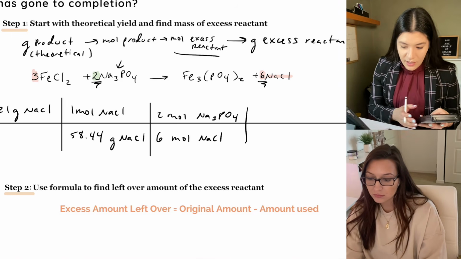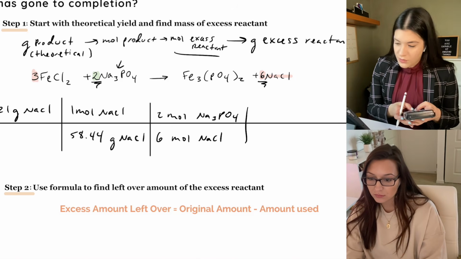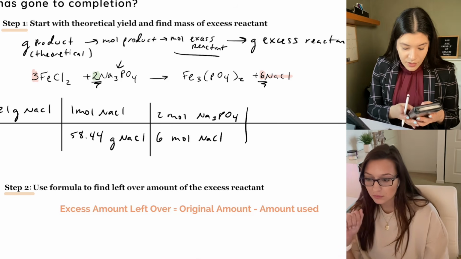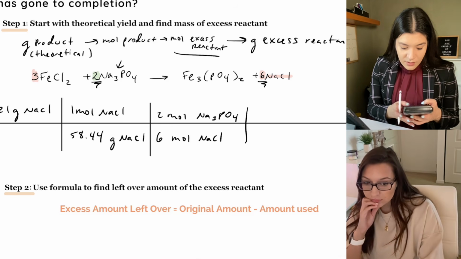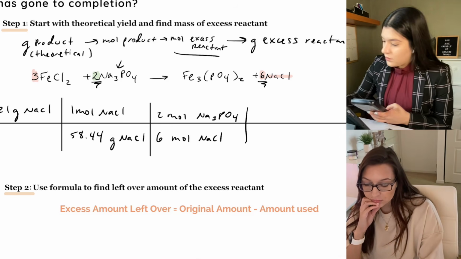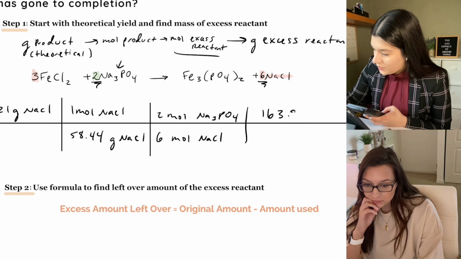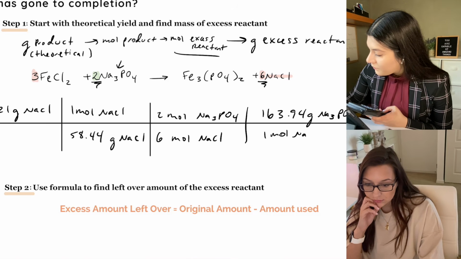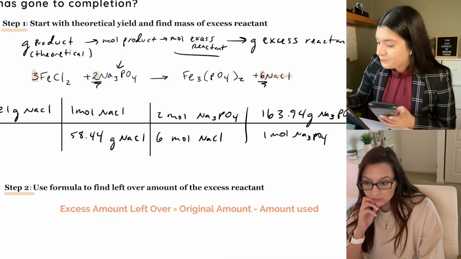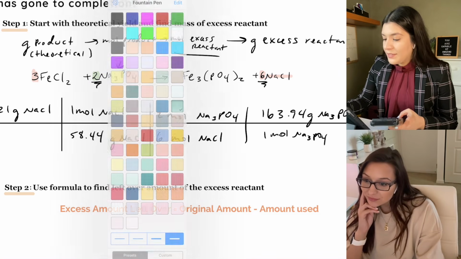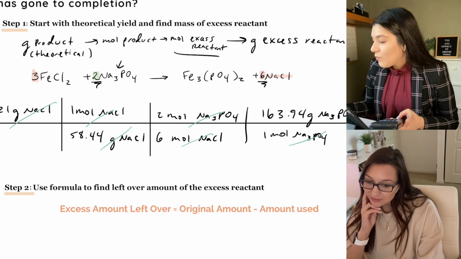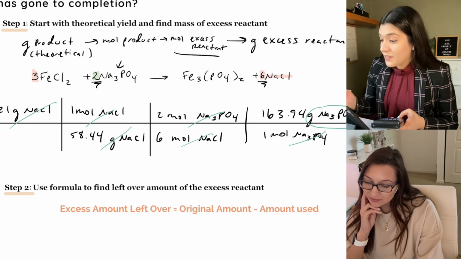So I'm going to find this again. This was 22.99 times 3 plus phosphorus was 30.97 plus 4 times 16. So it was 163.94 grams of this. A lot of stoichiometry. Yeah. So I would cancel everything out and I'd see that, yes, I have what I'm looking for, which is the grams of my excess reactant.